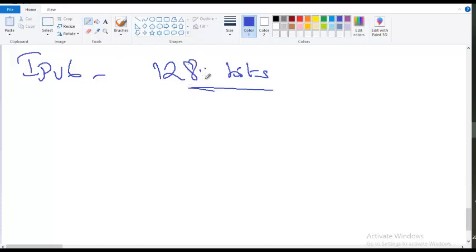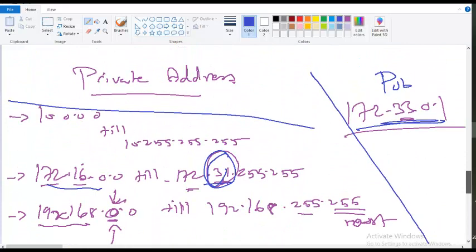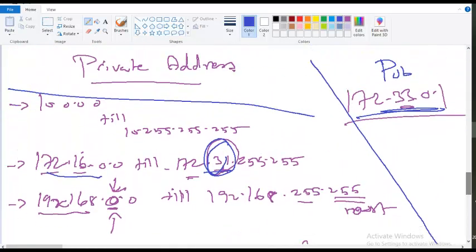Yeah, we'll go back up. So private addresses: because we have private IP addresses, we don't need too many public IP addresses. In that way, we don't use much public. We save a public IP address so that others can use.